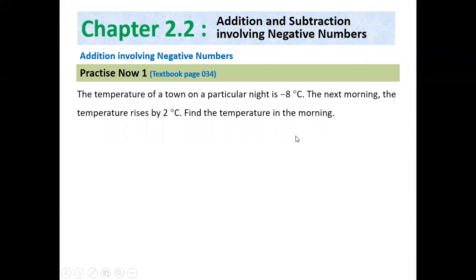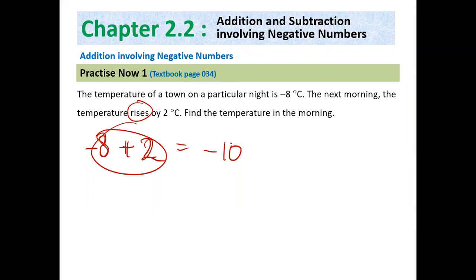Okay, now the temperature of a town in a particular night is -8, and in next morning the temperature rises +2. Find the temperature in the morning. You have -6. That's right. Jangan sampai -10 ya. This is wrong. Karena -8 plus 2, -10. Wrong. You have to look at the number one by one and in order.